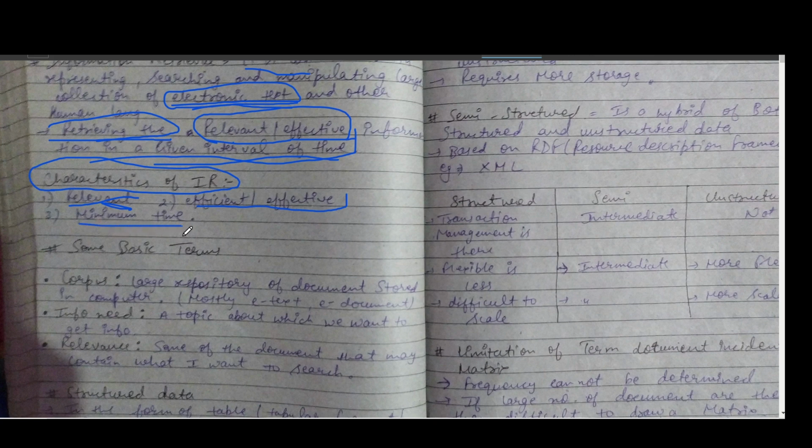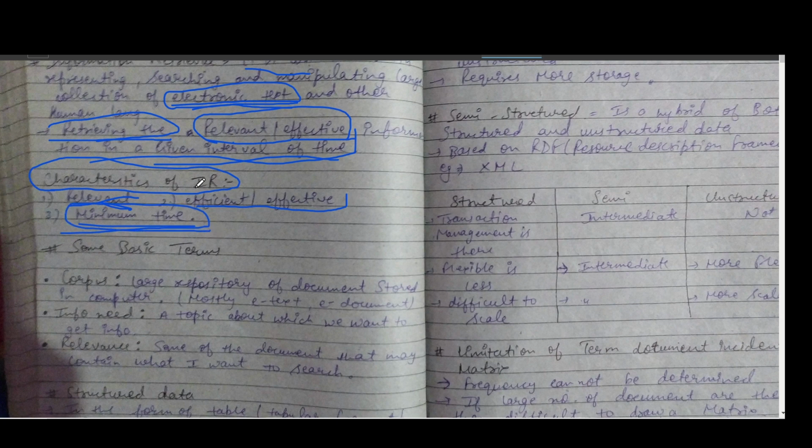Third is minimum time. I told you that the information which you retrieve should be retrieved in a minimum time, in a given interval of time. It should not be like you search something on the search engine and the information is retrieved after 1 hour, 2 hours, 3 hours, or after one day. No, it should not be like this. When you search something, the information should be retrieved in a given interval of time or a minimum time.